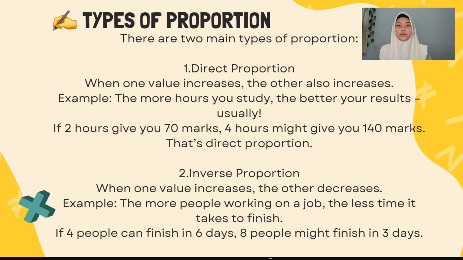The second is inverse proportion. When one value is increased, the other is decreased. Example, the more people working on a job, the less time it takes to finish. If 4 people can finish in 6 days, 8 people might finish in 3 days.